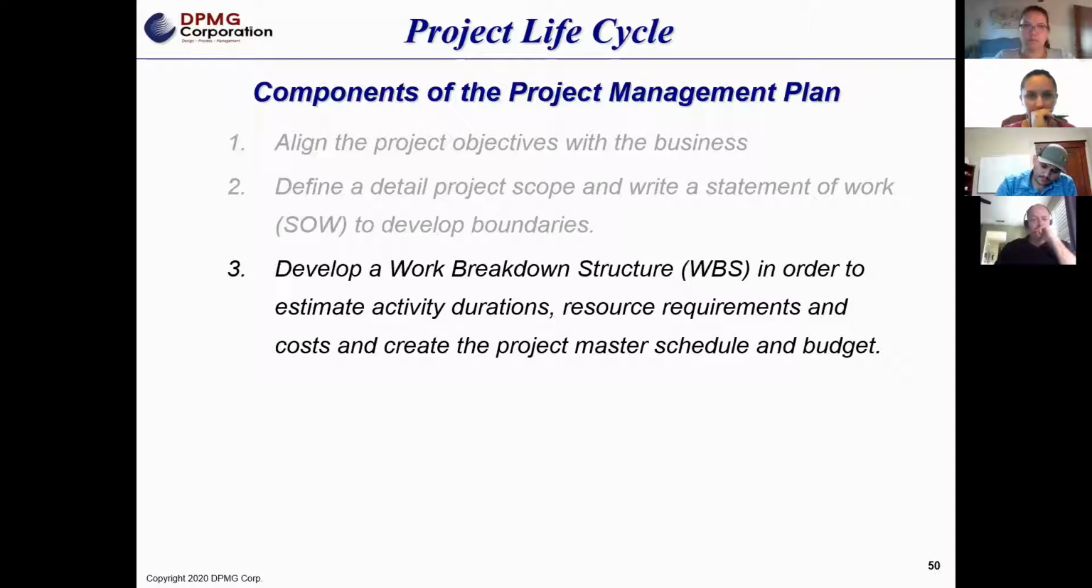So our first thing that we're going to do is create what is called a work breakdown structure. This is going to help us estimate the activity durations. It's going to help us define the resource requirements, and it's also going to help us define cost. And again, we're going to focus on labor costs, but we can also attach material costs to each one of those steps. And all of this is going to help us create the master project schedule.